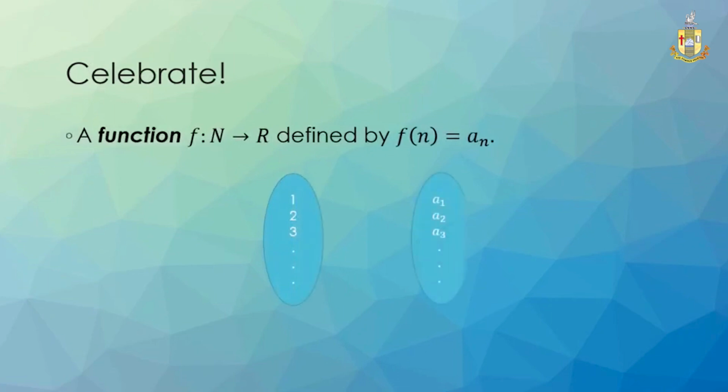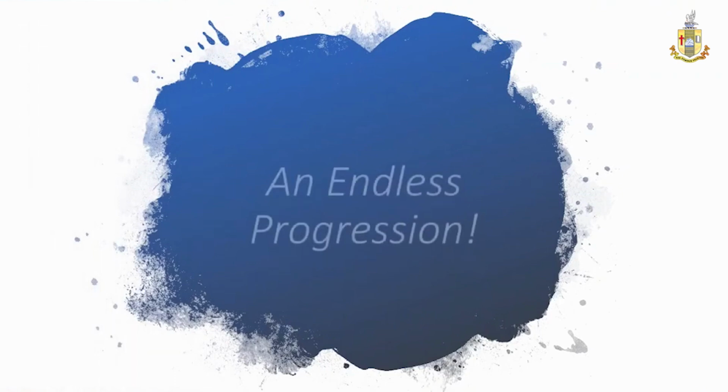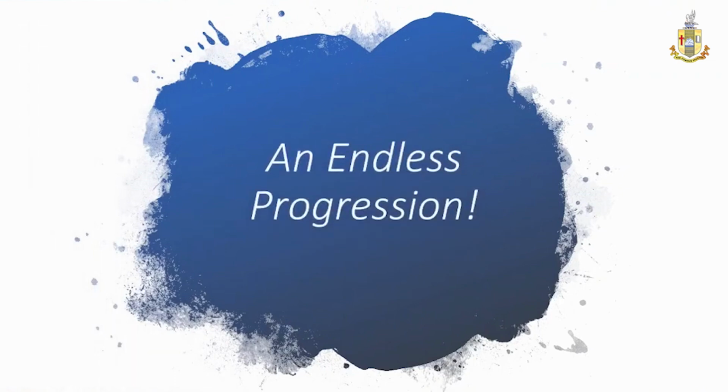That is, to each positive integer from the set of natural numbers, there is assigned a number in the set of real numbers. Therefore, an infinite sequence is an endless succession of numbers written down according to some definite law.